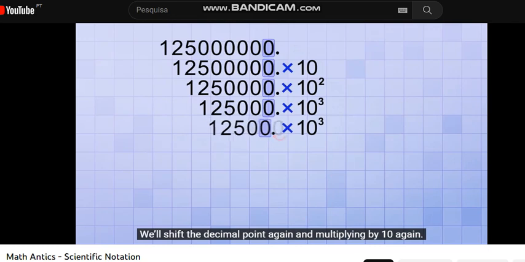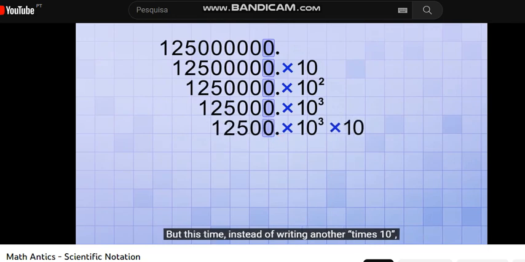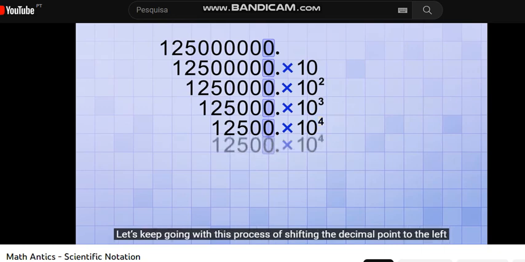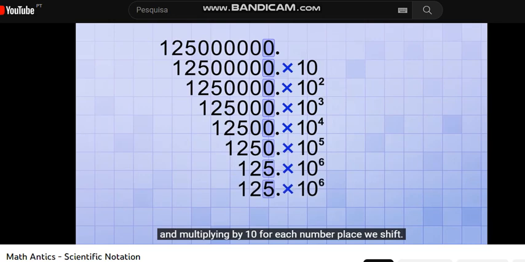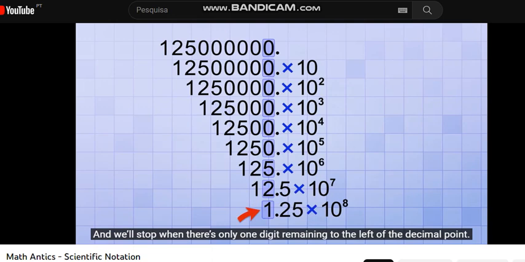We'll shift the decimal point again and multiply by 10 again. But this time, instead of writing another times 10, we can just increase the exponent by 1, since there would be a total of 4 tens being multiplied together. Let's keep going with this process of shifting the decimal point to the left and multiplying by 10 for each number place we shift. And we'll stop when there's only one digit remaining to the left of the decimal point.